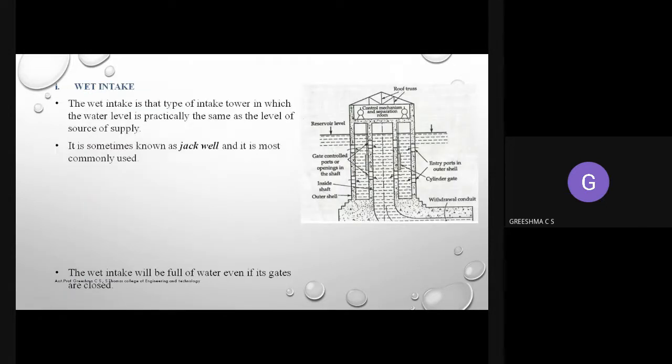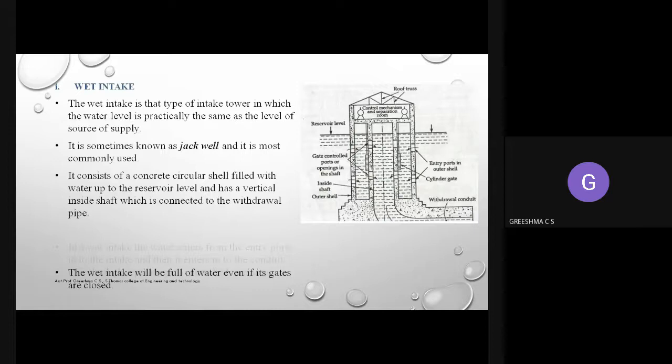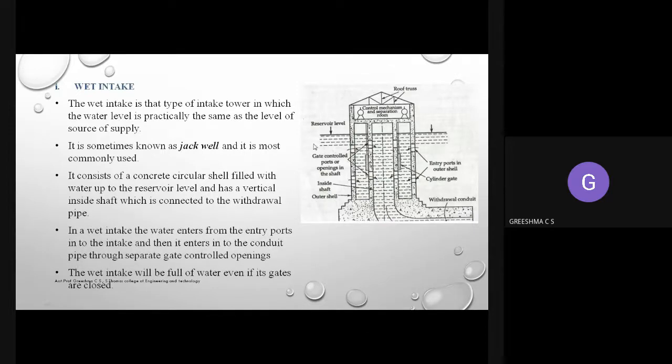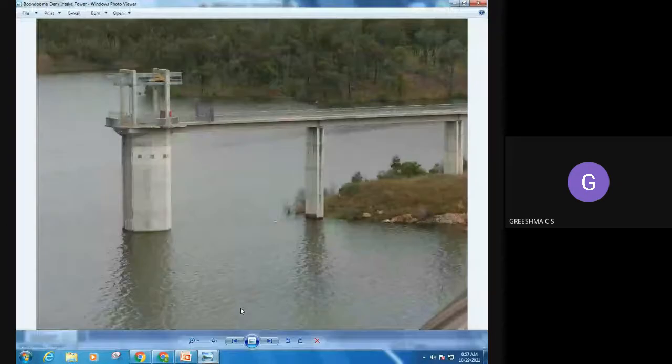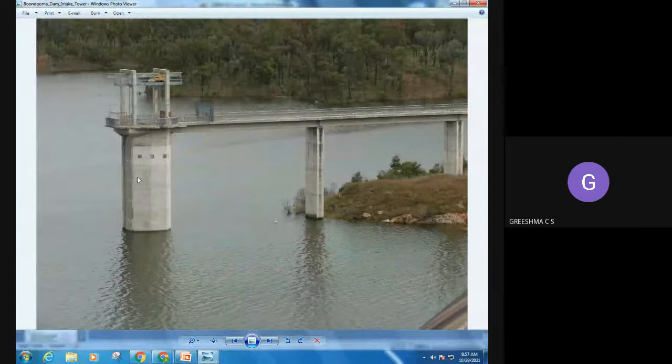We have studied about the wet intake structure. As you are seeing, this is the water level and a tower-like structure will be constructed in the river. At the bottom you can see gates will be provided at the sides, and through these water will be pumped out. Similarly, in this picture also you can see the same thing happening.